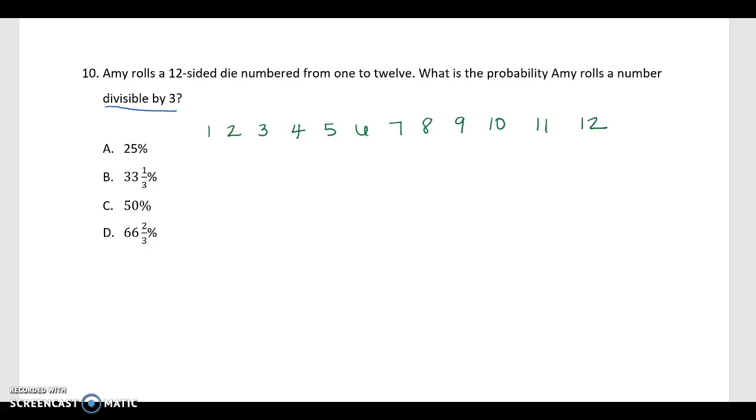It means divided by, or a number that can be divided by 3. Well, can 1 be divided by 3? No. 2, no. 3 can, 6 can, 9 can, and 12 can. So we circled 1, 2, 3, 4 numbers out of 12 options, right? And we can simplify it by dividing the top and the bottom by 4. So we get 1 over 3.